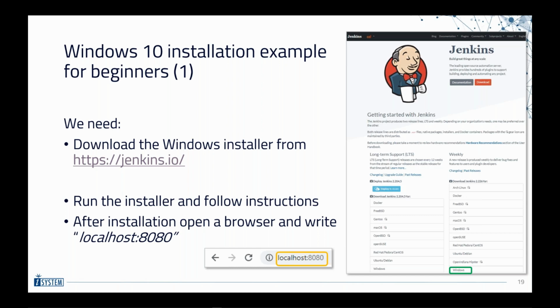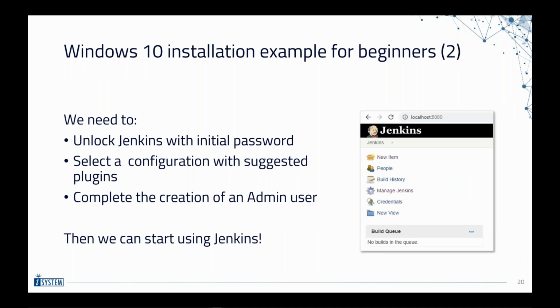After downloading and running the Windows installer, we just need to follow the installation instructions. After the installation is finished, we need to open localhost on port 8080 in a browser. After the Jenkins page is displayed, we need to unlock Jenkins with the initial password and select a configuration with suggested plugins. Next, we need to complete the creation of an admin user. Then, we can start using Jenkins.